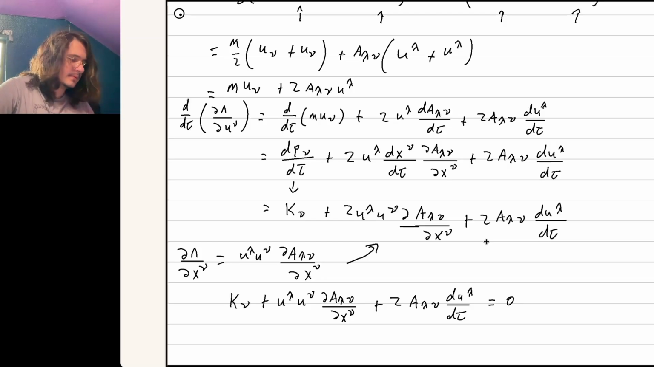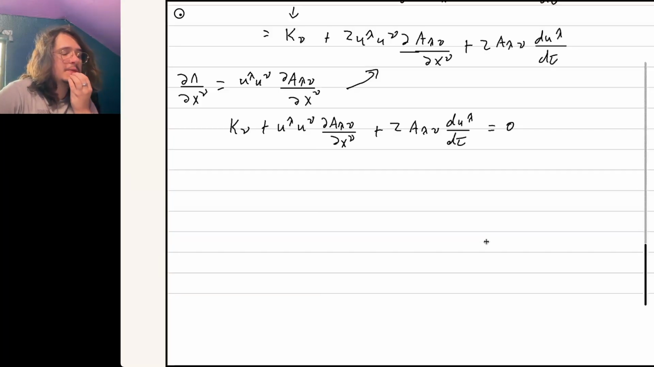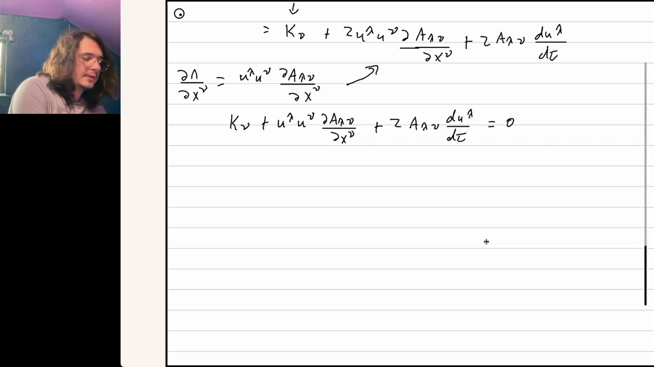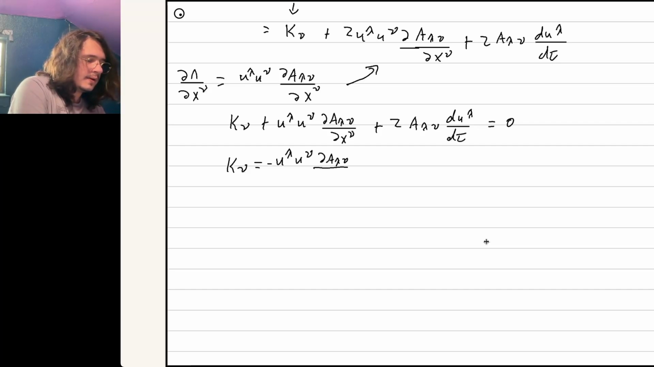And then the problem does ask you to solve for the components of the Minkowski force. I am going to solve for all this stuff then, so it's going to be k_nu is equal to minus u^lambda u^nu del a_lambda nu del x^nu plus or minus 2a_lambda nu du^lambda d tau. Yeah, that's it.